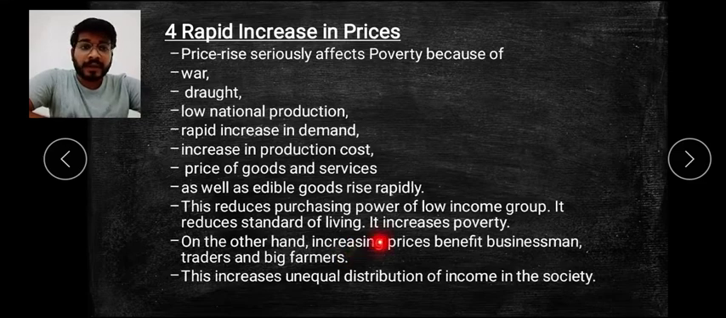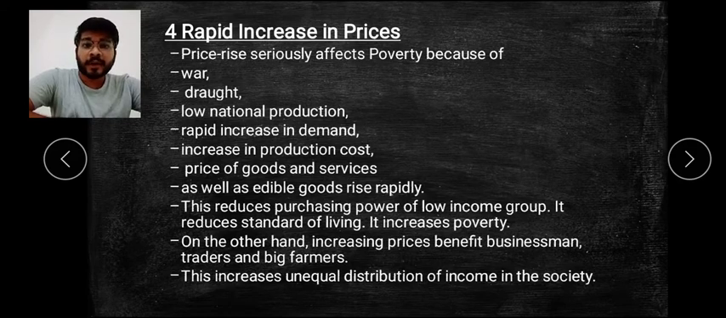On the other hand, with increasing prices, who will benefit? Only the businessman, because though the cost of production has increased, he will charge his profit on it, and the rich class or middle class of people are able to purchase that product. That is nothing but an unequal distribution. Businessmen and traders try to sell that product at a higher price.